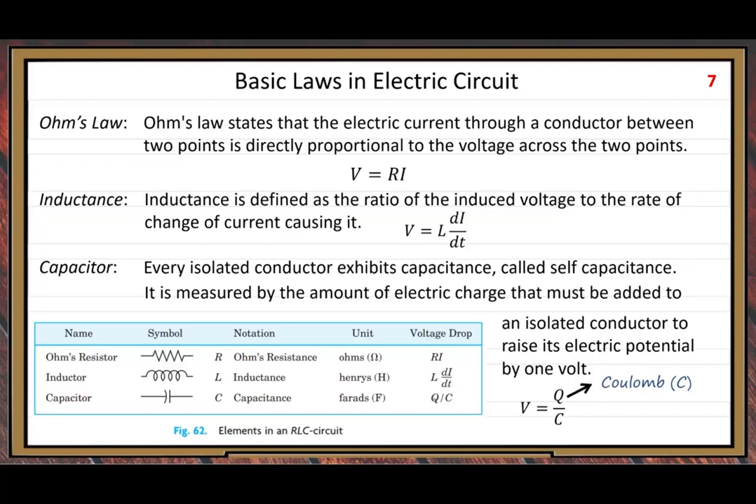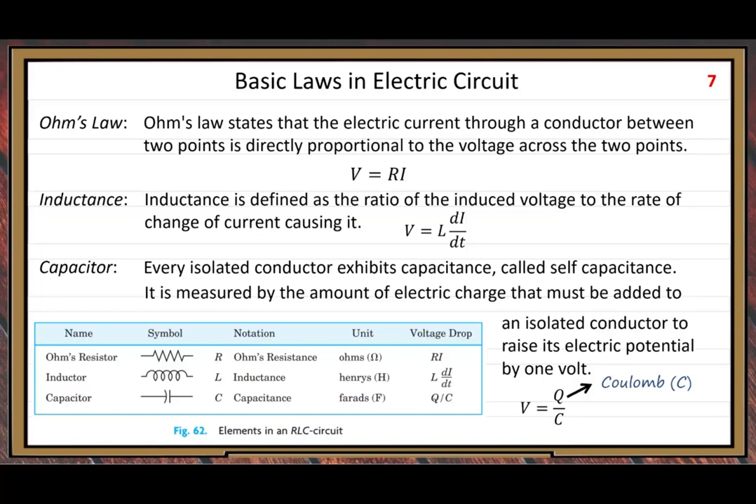The last one, similar explanation. Capacitor, this time. Every isolated conductor exhibits capacitance, called self-capacitance. Holding a certain amount of electric charge, that is the meaning of capacitor. Capacitance is measured by the amount of electric charge that must be added to an isolated conductor to raise its electric potential by 1 volt.